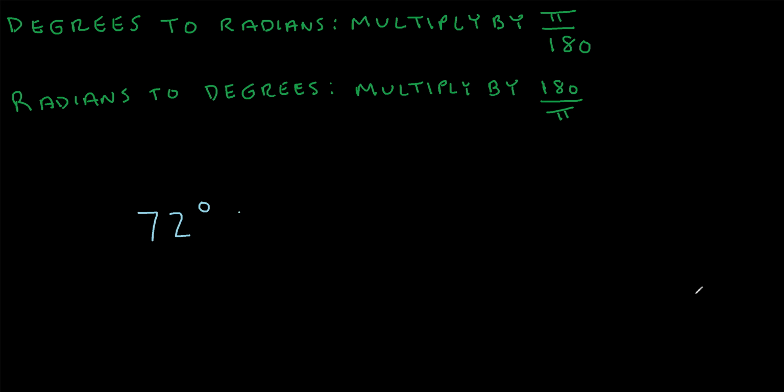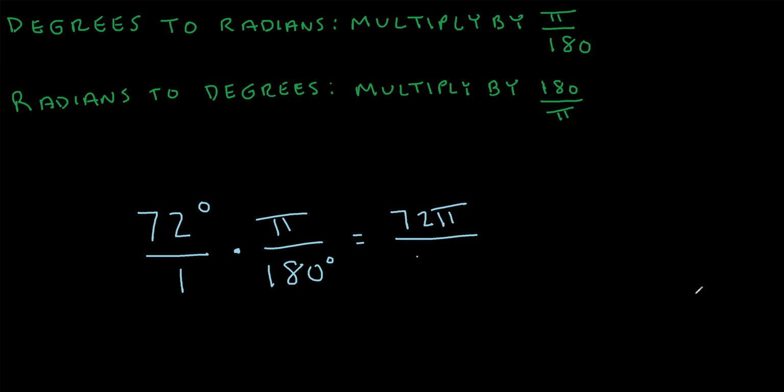Let's try another one. Let's say we have 72 degrees and we want to convert this to radians. So to go from degrees to radians, we multiply by pi over 180. So let's do that. 72, we'll write it over 1 and we'll say times pi over 180. So we'll multiply straight across. We get in the numerator 72 pi. And in the denominator, 1 times 180 is 180.